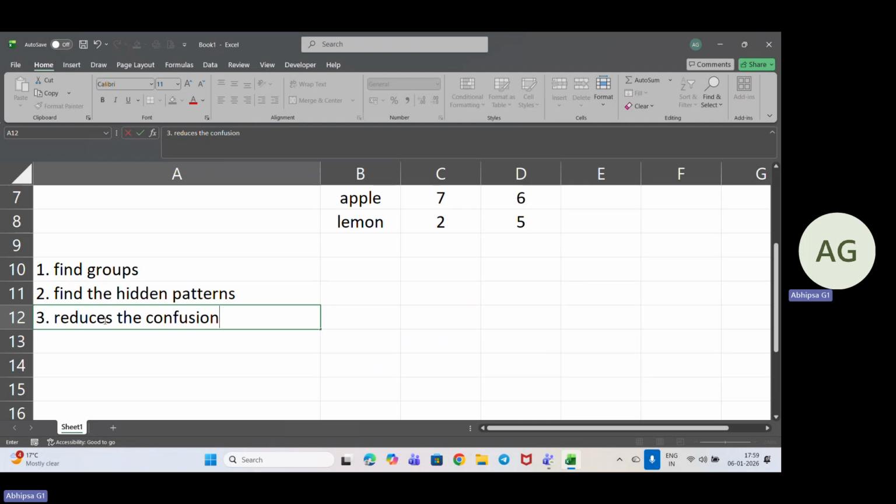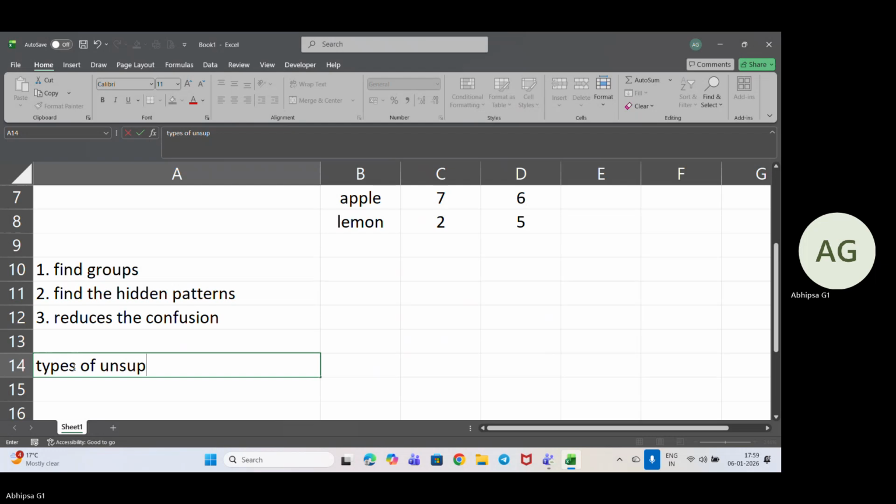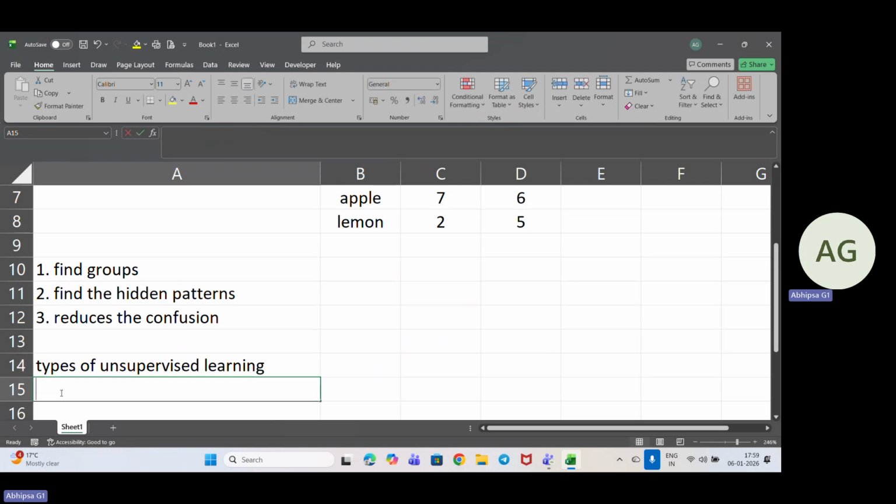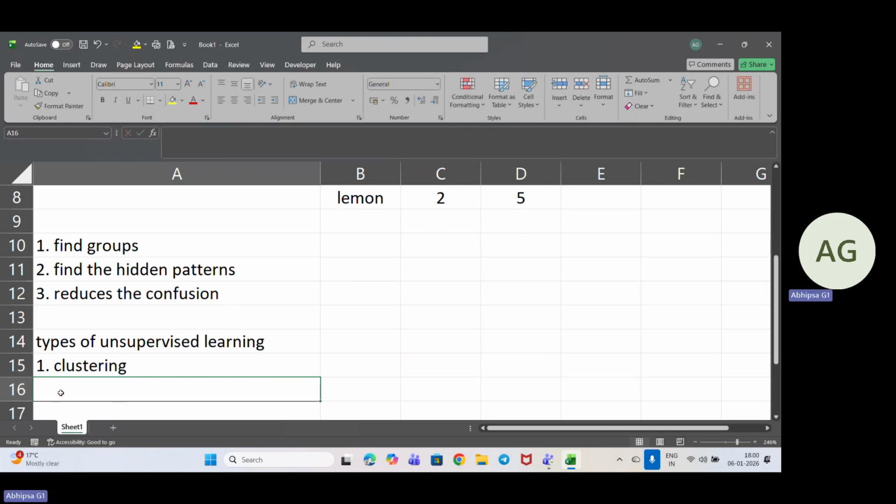Now we have to discuss two big types of unsupervised learning. Okay, types of unsupervised learning. The very first one is clustering. And the second one is dimensionality reduction.